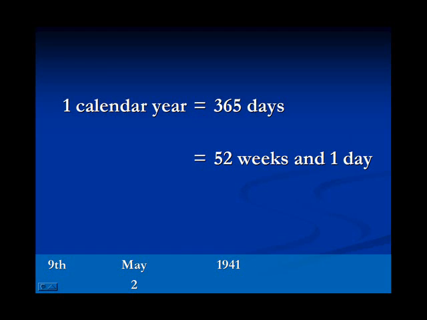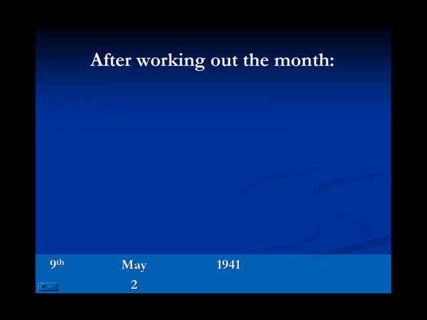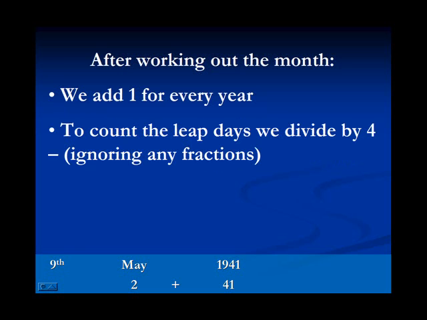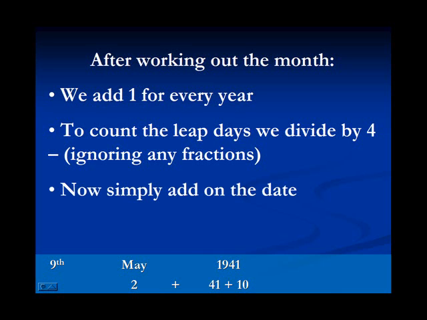So back to the trick. After working out the month, we add on 1 for every year. So for 1941, we add on 41. Now we have to work out the number of leap days. Well, to calculate the leap days, we divide the year by 4, ignoring any fractions. So for 1941, we add on 10. Now we simply add on the date, which is a 9, and we get the answer 62.